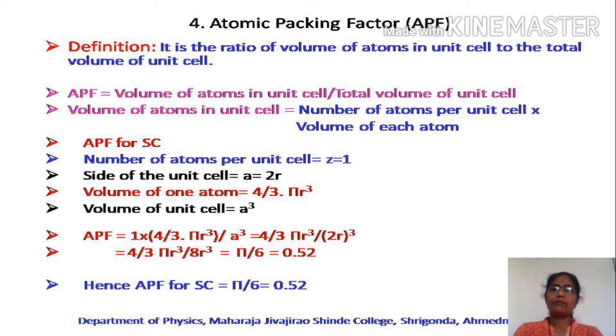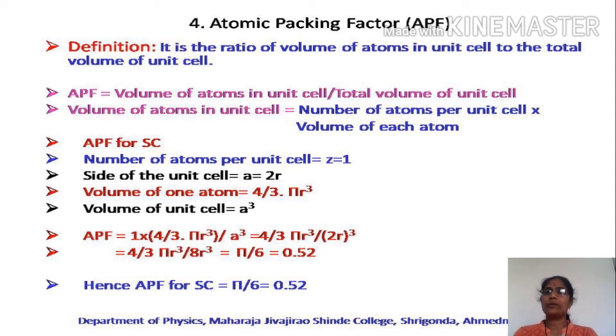The atomic packing factor is defined as the ratio of the volume of atoms in the unit cell to the total volume of the unit cell. Then how to calculate the volume of atoms in the unit cell? We know that the volume of atoms in the unit cell will be calculated by multiplying the number of atoms in the unit cell, that is Z, into the volume of each atom.